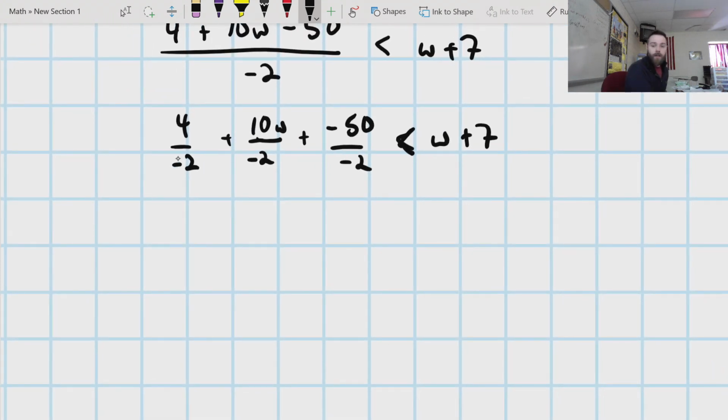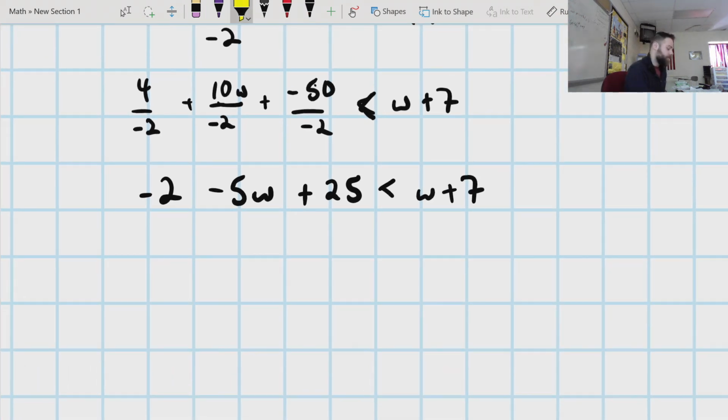So now I'm going to divide these terms out and simplify this left-hand side. 4 divided by negative 2 is negative 2. 10w divided by negative 2 is negative 5w. And then negative 50 divided by negative 2 is going to be positive. So negative divided by negative, don't forget, is a positive: 25 is less than w plus 7.